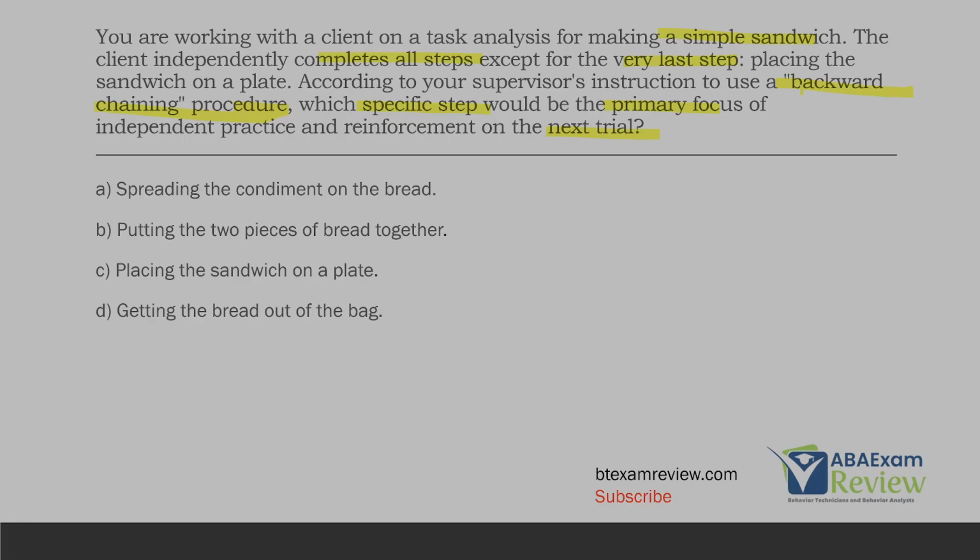Let's not overthink it. If we're using backward chaining, which calls for teaching that last step, and the last step is placing the sandwich on a plate, what are we going to focus on? Are we going to focus on spreading the condiment on the bread, putting two pieces of bread together, and getting the bread out of the bag? Well, no. We're going to focus on that last step of placing the sandwich on a plate. One, that's our supervisor's instruction for backward chaining. Two, we know that's the last step. And three, it's the one they can't complete. All signs point to C, placing the sandwich on a plate. Very simple question. Sometimes you're going to get an easy question on the exam, and you just need to trust your preparation. Don't overthink it, answer it, move on.